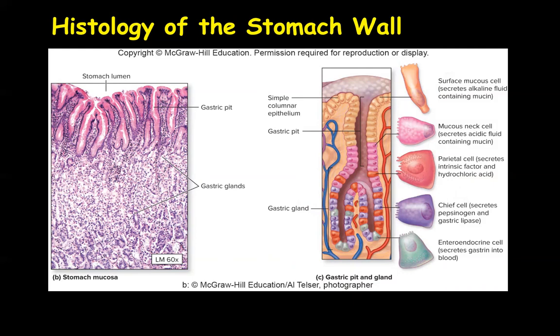Within the stomach wall, not seen here, what we'll also be able to see are the 3 layers of muscle. Because so much mechanical digestion occurs within the stomach, there's not just the outer longitudinal and that inner circular layer, there's also going to be an inner oblique layer that really adds to the mechanical powers of the stomach.